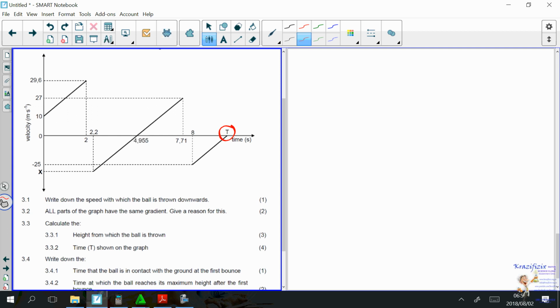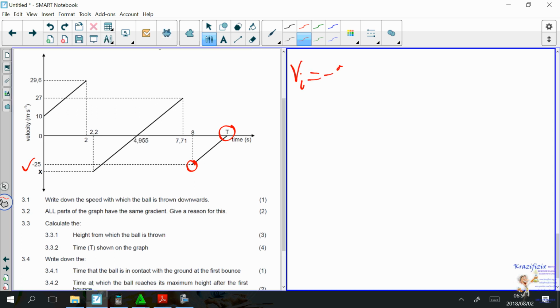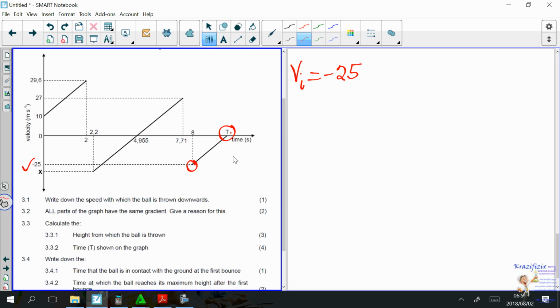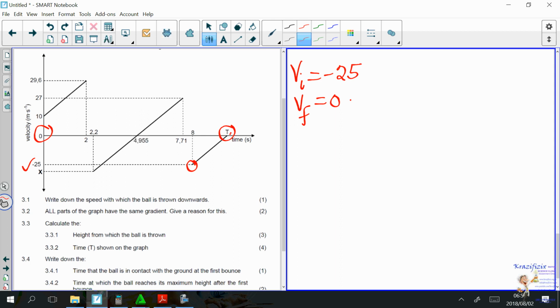Now, there's so many ways to do this. I can work with this from here. What's my initial velocity there? My initial velocity is negative 25. At t is the maximum height. Velocity is 0. Final velocity is 0. I'm looking for the time there. T is unknown. Remember my acceleration, please don't change the value. It's positive. Do you see a formula here? Vf equals Vi plus a delta t.